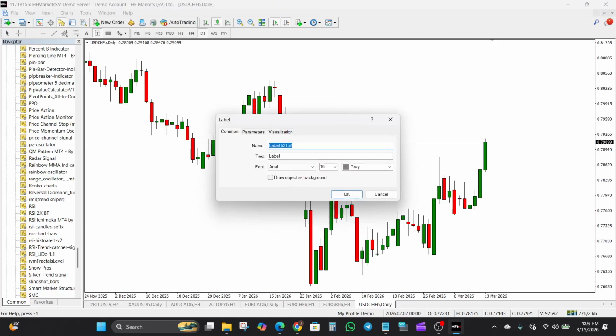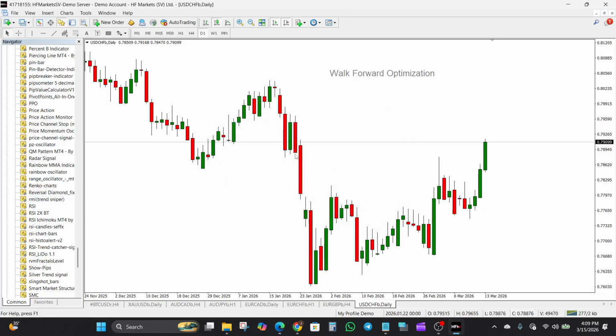on the entire data set at once, the data is divided into smaller segments. So first of all, a strategy is optimized using one segment of historical data. The rules and parameters that perform best during this period are identified.